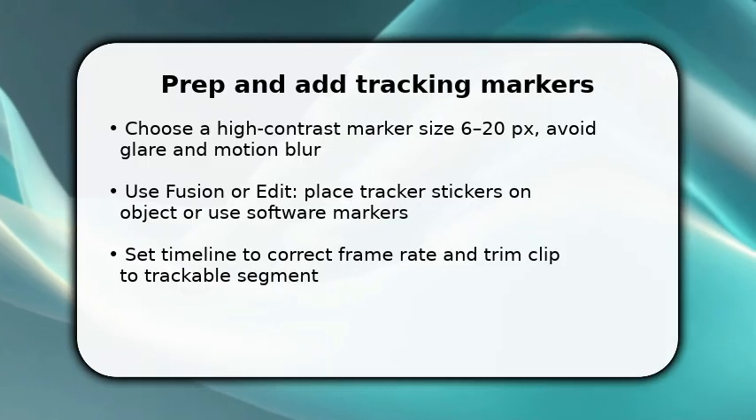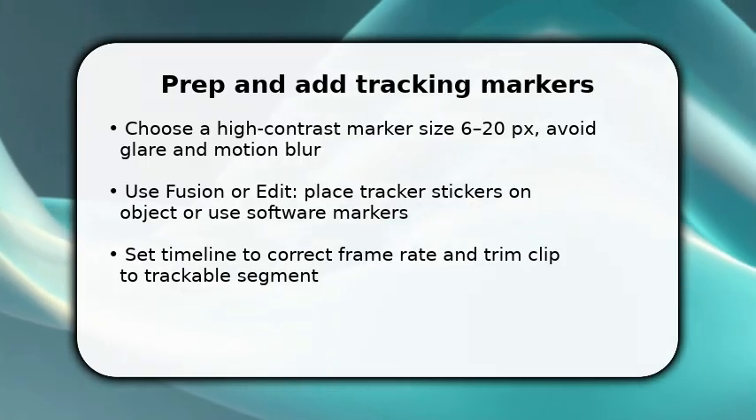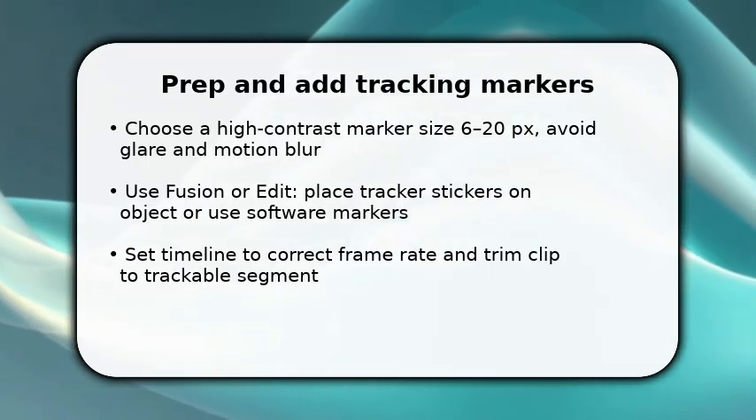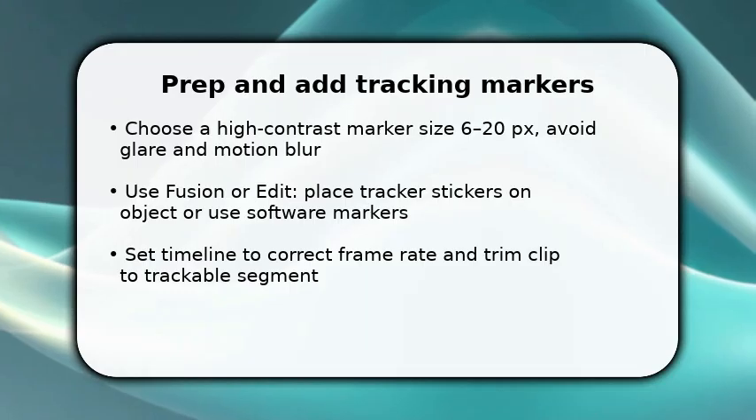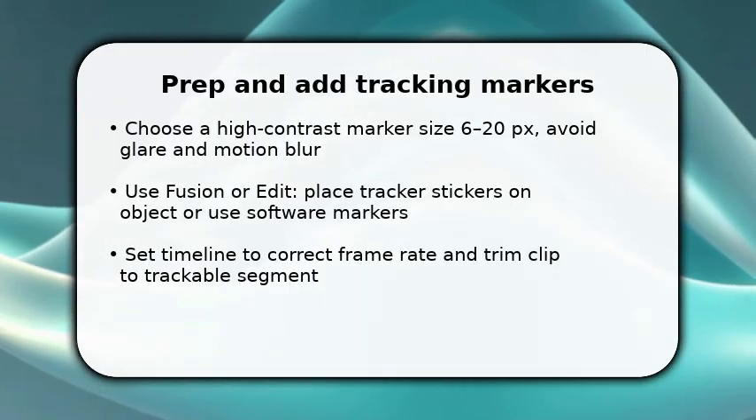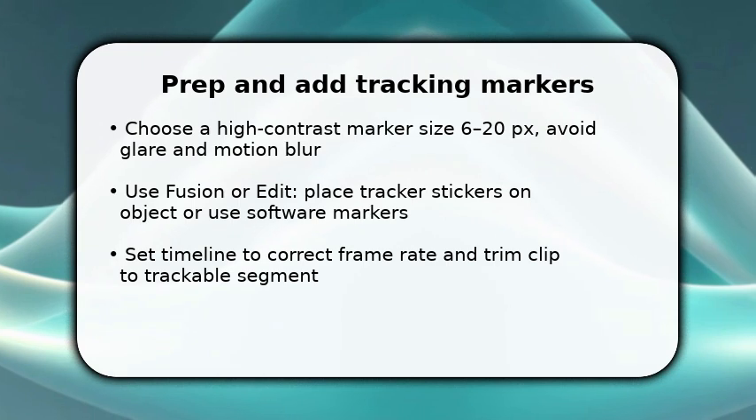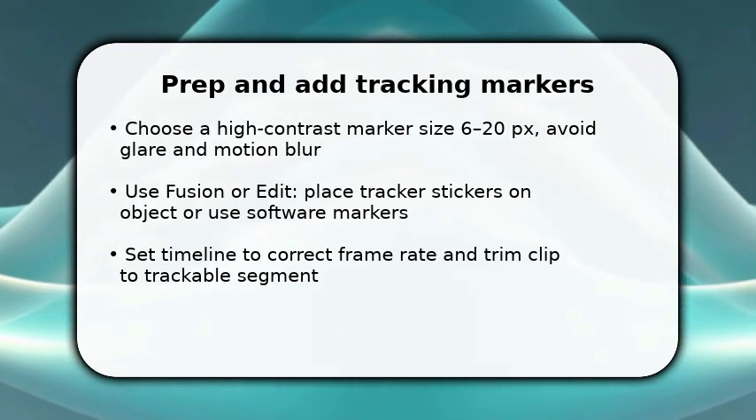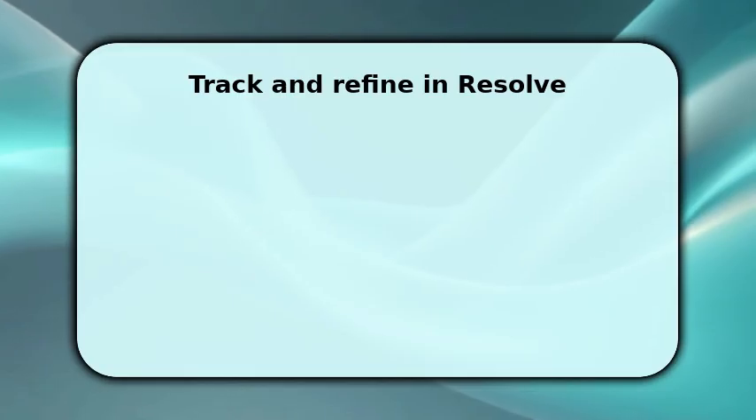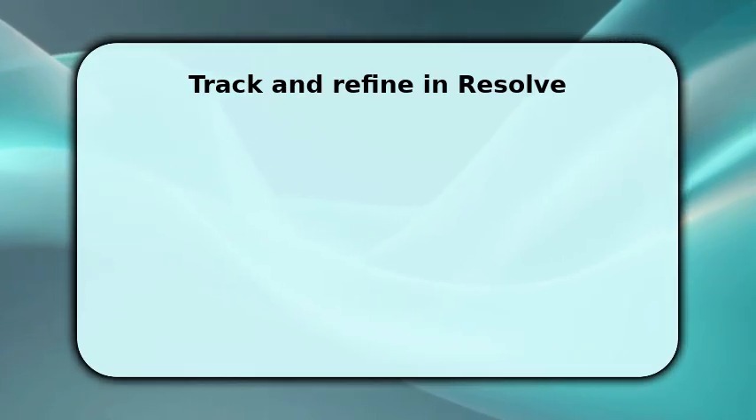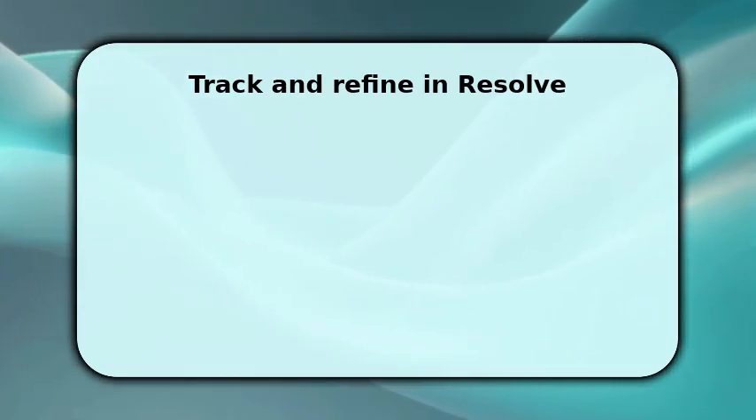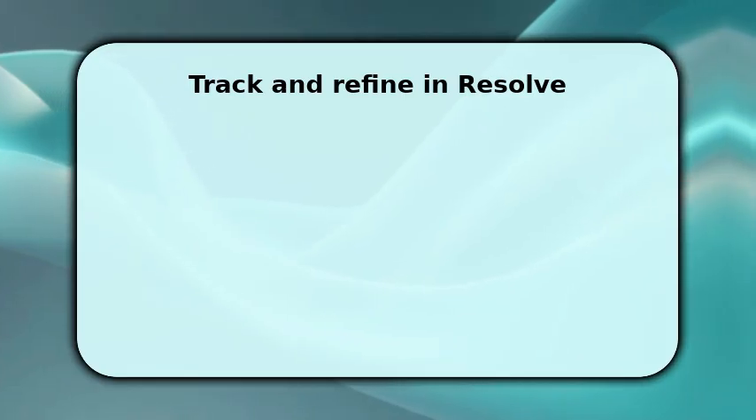Once positioned, set tracking options, translate, rotate, scale, and adjust search size so the tracker finds the marker reliably. Make sure to trim to the range you'll track to avoid drift and wasted processing time. You run the track and watch correlation values and visual overlays. If the tracker slips, stop and add a manual keyframe where it still reads correctly.